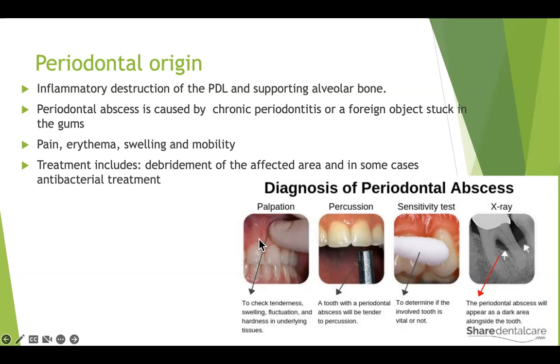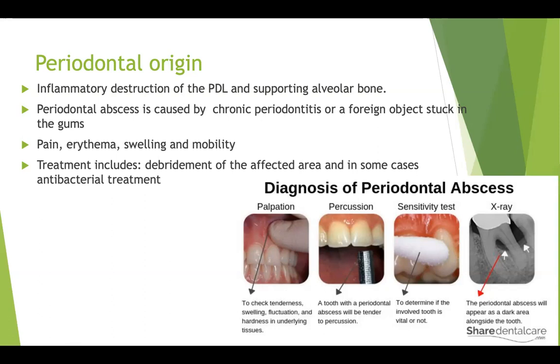important is that we do the palpation, percussion, sensitivity tests, and the x-rays. Your story should tell the complete story. So when you do the palpation, you're going to feel tenderness, swelling, and fluctuation, and there's also hardness in the underlying tissue. The percussion test will show that the tooth where that bump is will be positive to percussion. It's going to be tender.